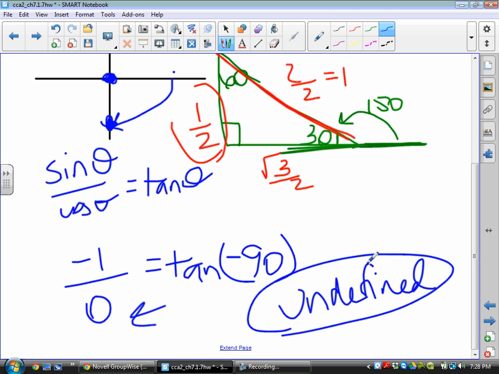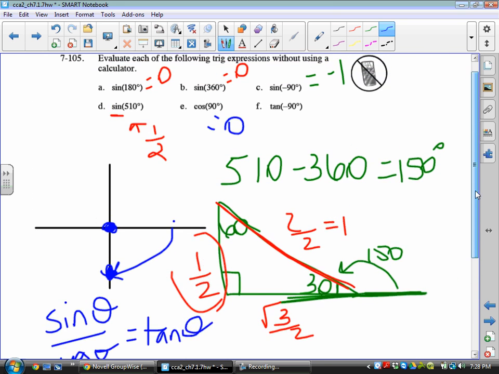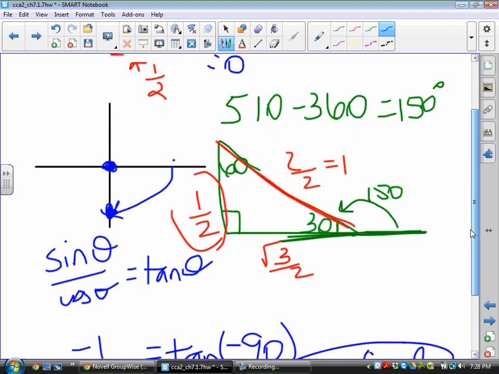Okay? So drawing more reference angles, draw the triangles in there. Don't be afraid to draw things. It's definitely going to help you.